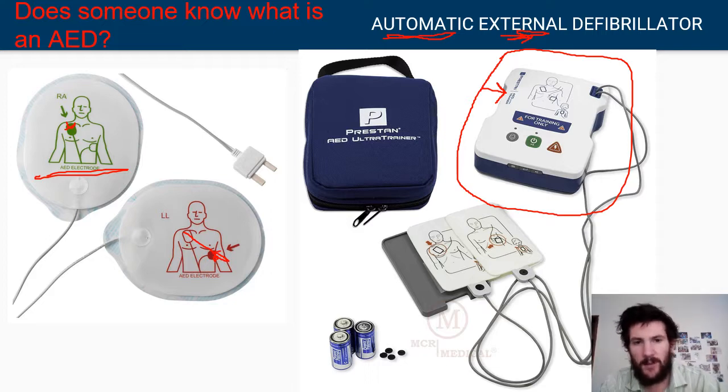After you put the patches, you turn on the machine, and the machine will give you all the instructions. The machine will say, stay away from the patient, don't touch the patient, because I'm going to verify the rhythm. Then it's going to say, rhythm is shockable. Please stay away from the patient. The shock will go in 4 seconds, for example. Then the machine will say, press the button to give the shock. You press the button, all of you away from the patient, you cannot touch the patient. And then the machine will say, shock given, continue CPR.